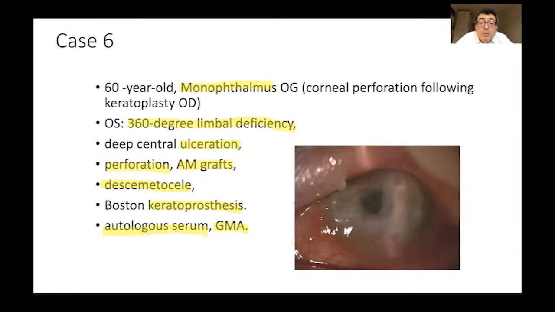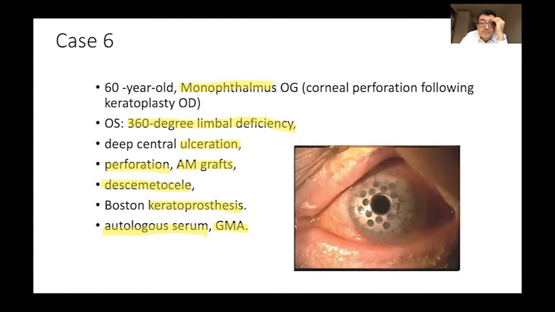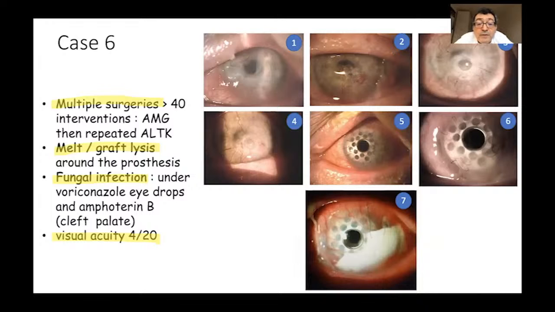This is the most severe case that we have. It's a 60-year-old monophthalmus patient. The past history of this patient is the loss of the right eye due to corneal keratoplasty more than 30 years ago. And he went to our clinic due to corneal recurrent erosion and severe stem cell deficiency. We treated him with amniotic membrane graft. He had descemetocele and corneal perforation. And ultimately, we treated him with Boston keratoprosthesis, autologous serum, and amniotic membrane graft. And here you can see the different aspects with time of this patient.